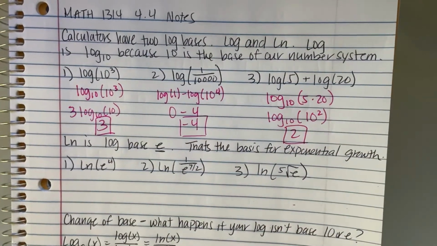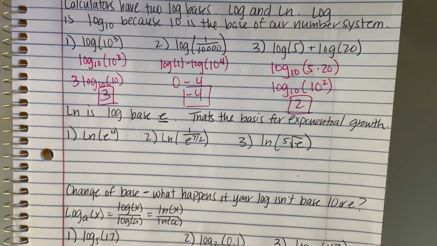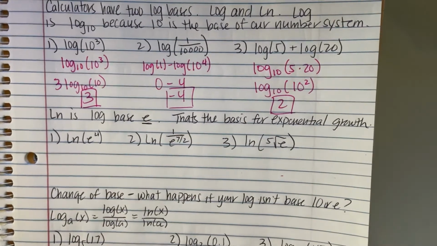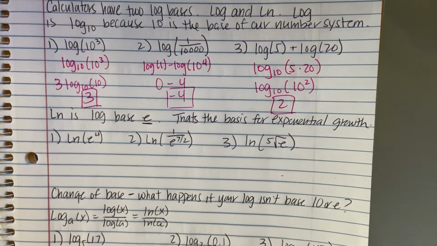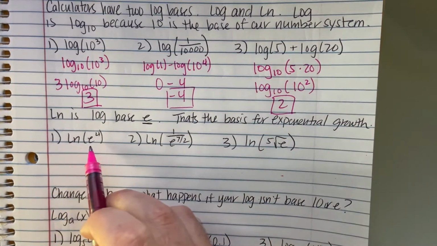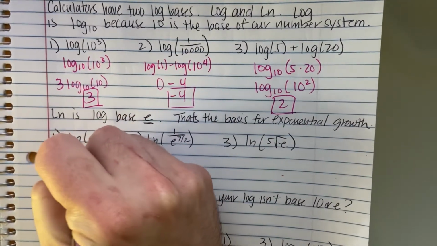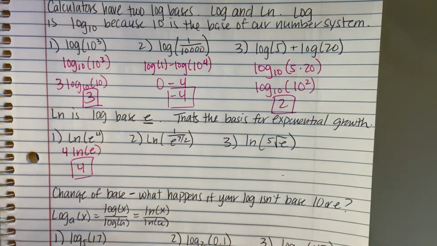Now, the ones below this ask you to just take logs of random numbers. They're really just designed for you to get used to pressing the button in the calculator. Now, the other logarithm button is the ln, and it's log base e, which is a basis for exponential growth. It's just a number. You'll be fine. So just like log and 10 cancel each other out, ln and e will cancel each other out. So when you have the ln of e to the 4th, that's 4 times the ln of e, which is just 4.